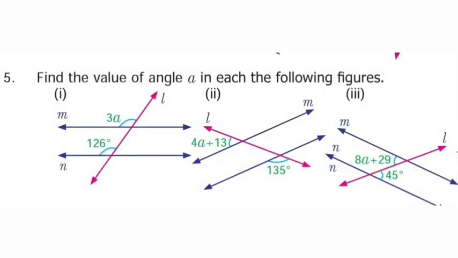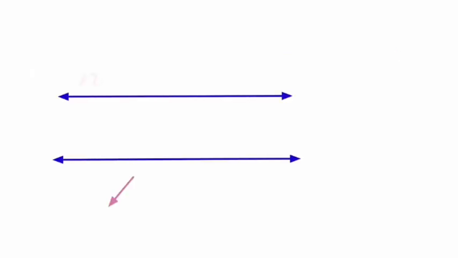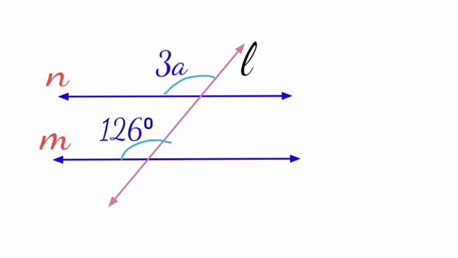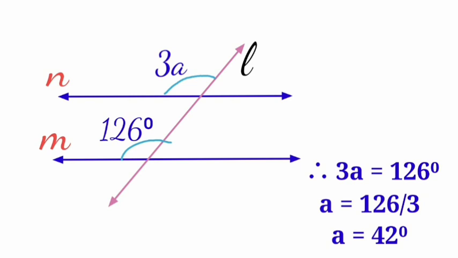Question number 5. Find the value of angle A in each of the following figures. As I said earlier, when a transversal cuts two parallel lines, the corresponding angles are equal. Therefore, 3a is equal to 126 degrees. A is equal to 126 divided by 3, which is equal to 42 degrees.